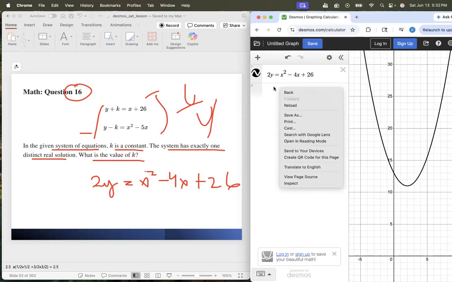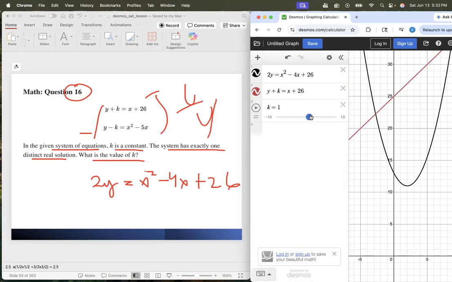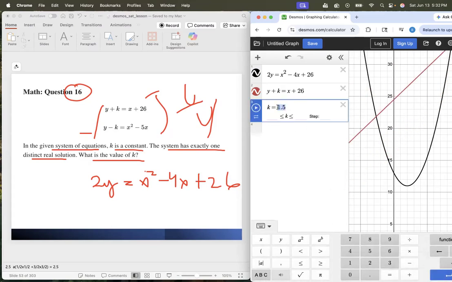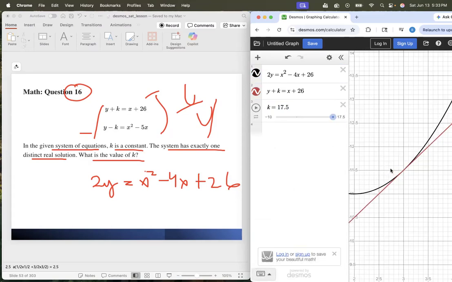Now, take the linear function and put it in: y plus K is equal to x plus 26. And then pick the slider, same thing. And you can see, you go back, you do the same thing. And then let's put in 17.5 and boom, it matches exactly what we got. So we just reduce the question, the quadratic in this form, and we're able to get it. But this is the same thing.